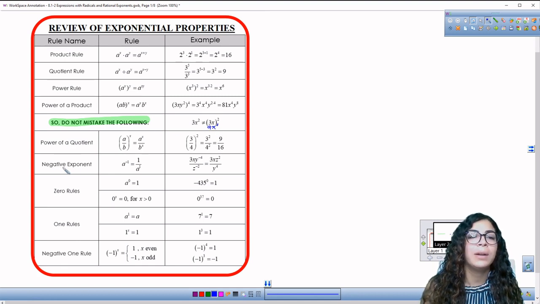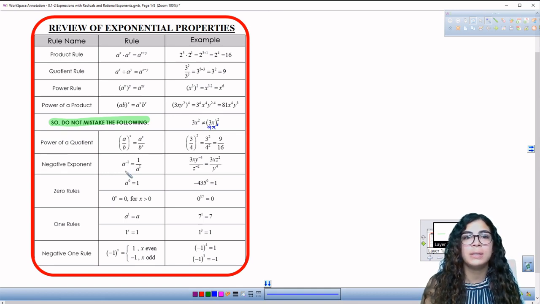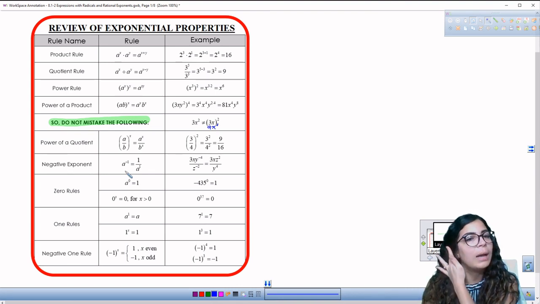Now, what about a negative exponent? Well, whenever you have a power that is negative, you can just change the side of the fraction that that base is on, and then it will change to a positive.